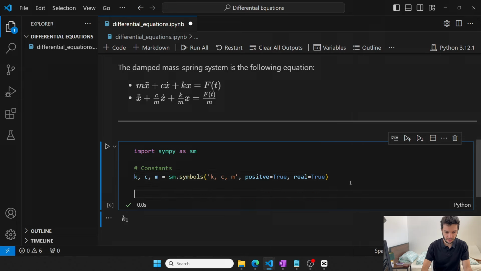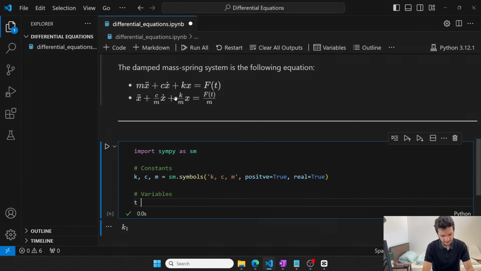Okay, so we have our constants. Now we want to create our variables. What are the variables of our problem? We know that f of t and x of t are functions, and these functions depend upon t. So the variable in our case is t. For example, if I type in variables, my variable is t, which corresponds to the time. It is an sm.symbols as well. We know that the time is positive and real, so we can add these two right here.